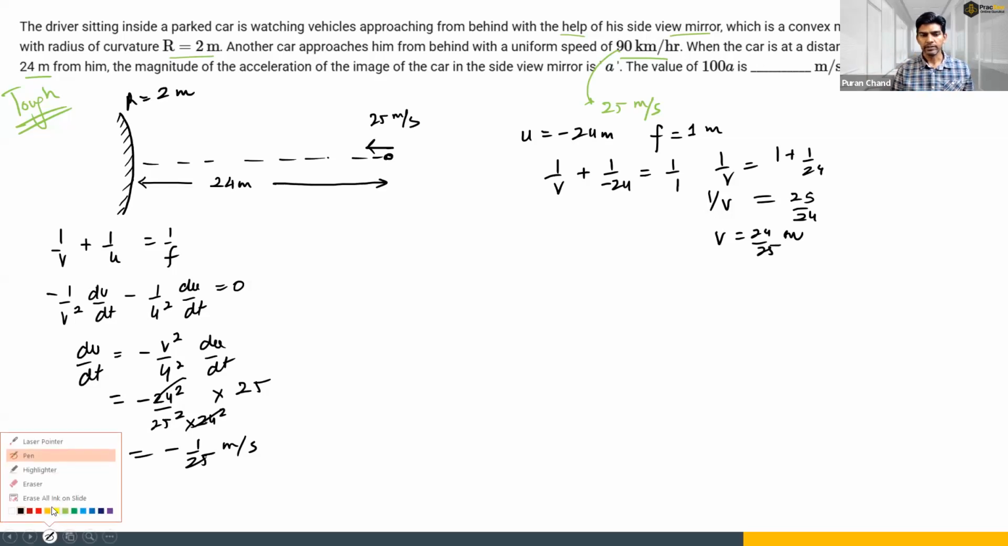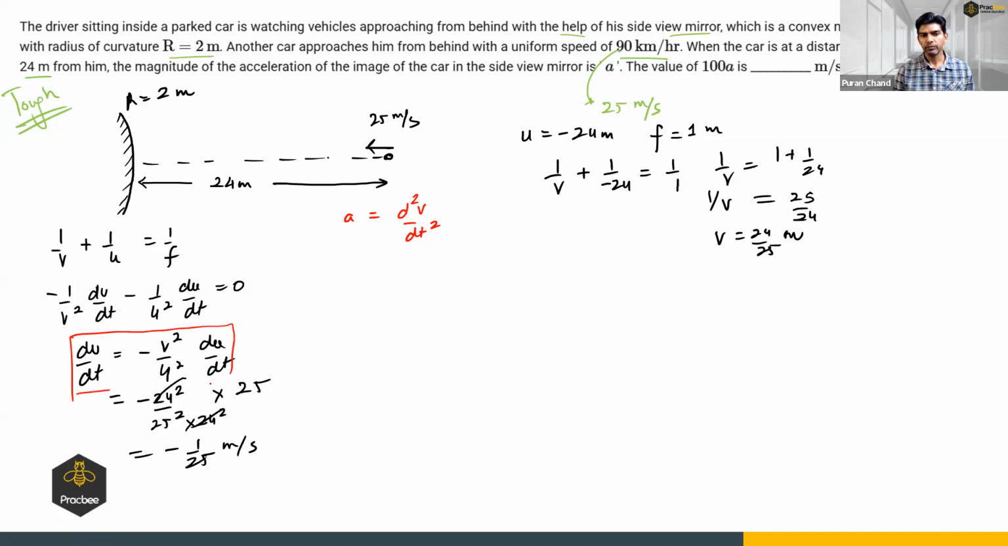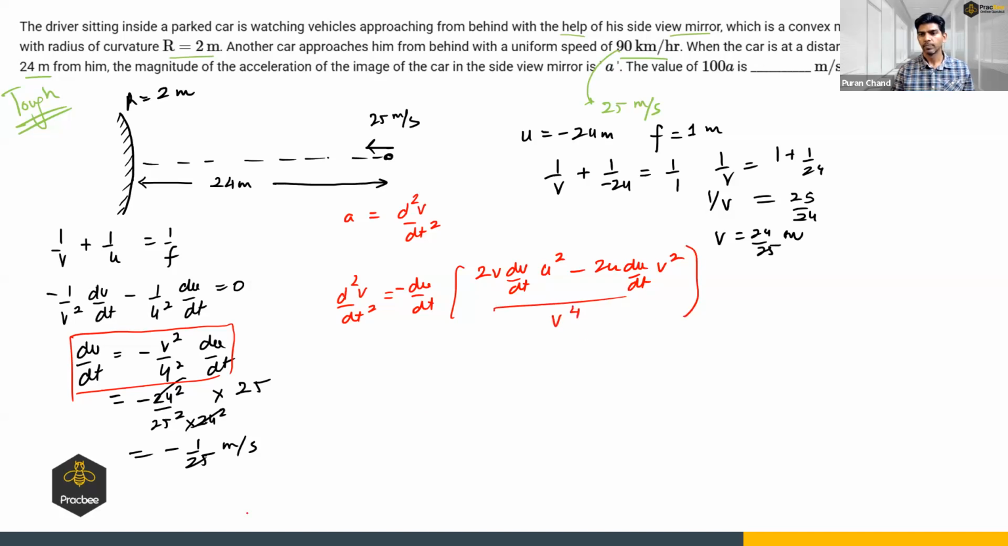Now we want to find the acceleration. What is acceleration? Acceleration is nothing but d square v by dt square, right? So we are going to use this equation. We'll differentiate it one more time. So d square v by dt square will be: du by dt is constant, right? Because the object is moving with a constant velocity. So du by dt stays as it is with a negative sign. Then we apply the quotient rule, right? So 2v dv by dt times u square minus 2u du by dt times v square, divided by v raised to power 4, right?